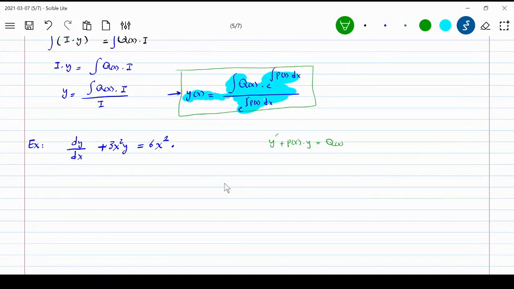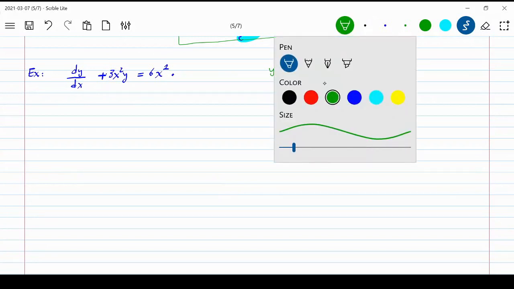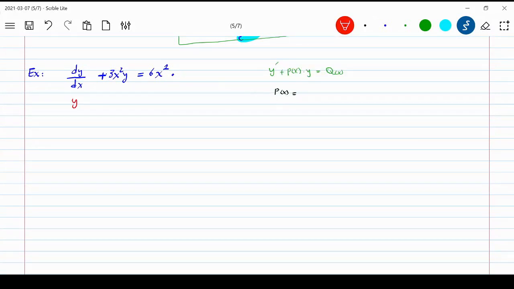At the moment, I'm not going to use the equation. I'm going to simply go through the process. So what is px? Px for our example, this is, let me choose a different color, red. This is y prime plus 3x squared times y equals 6x squared. So if you compare, what is px? Px is simply 3x squared, and this is our px, a function of x, and qx would be 6x squared.